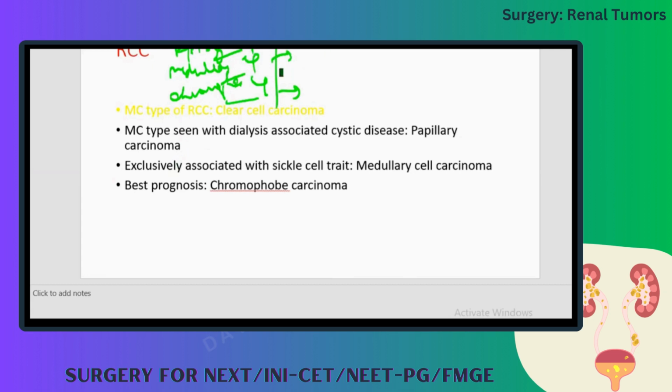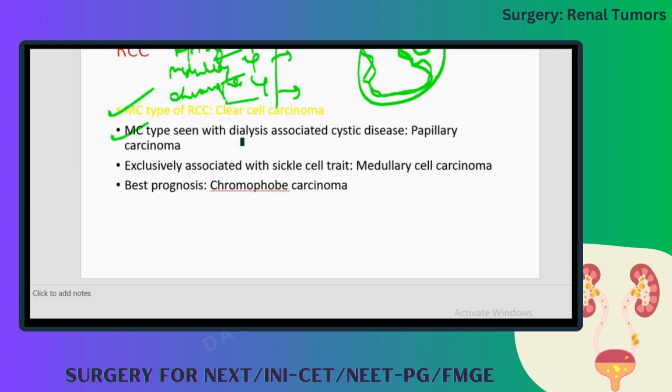Clear cell carcinoma is the most common type, like the most common type of stone is calcium oxalate. Very important question: why is it known as clear cell? Because the cytoplasm of the cell is almost clear. So they have the microscopic appearance of clear cell carcinoma.